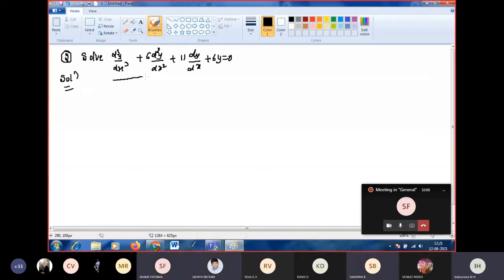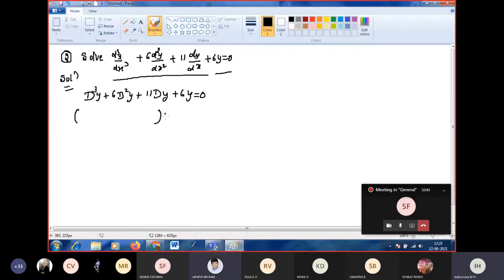We have to write the given equation using capital D. Correct? How to write using capital D? D cube y plus 6 D square y plus 11 D y plus 6y equal to 0. Don't miss y. If you miss y, the problem will be wrong. What is the next step?